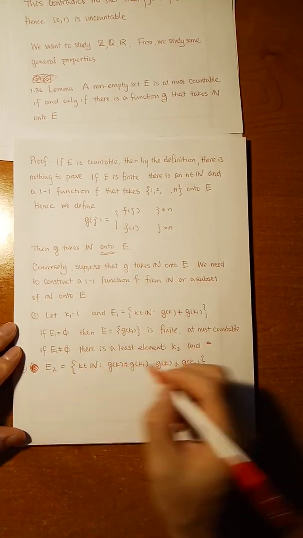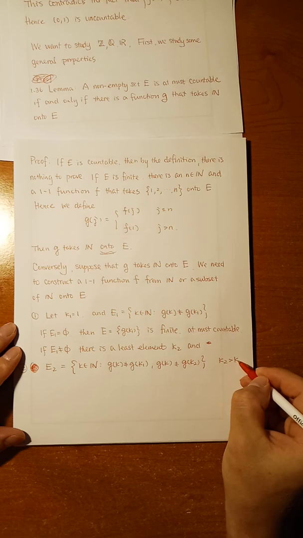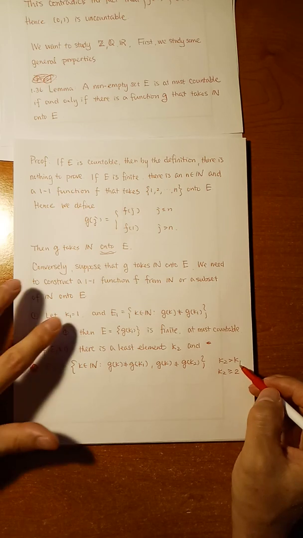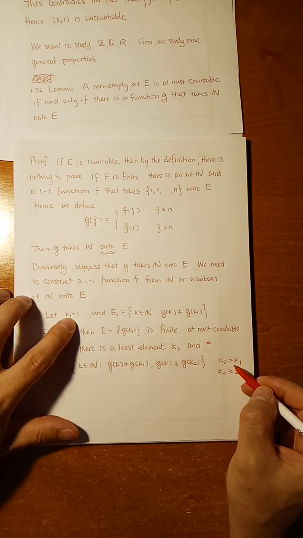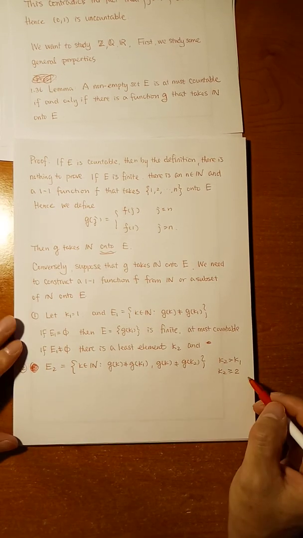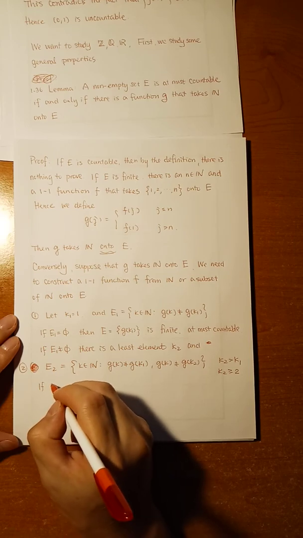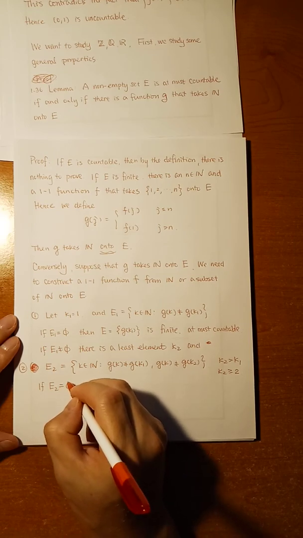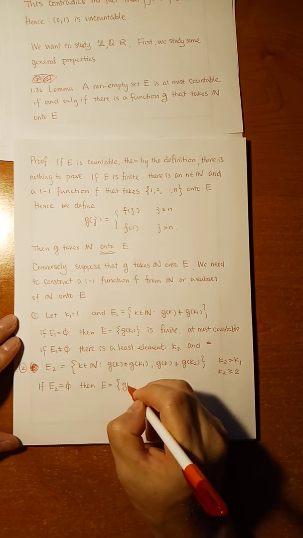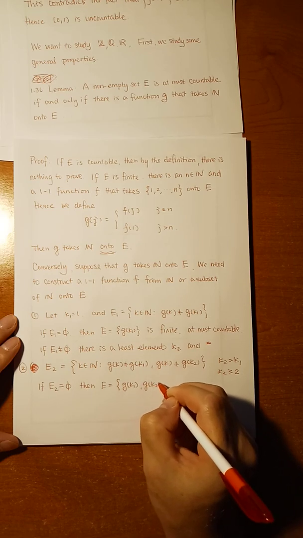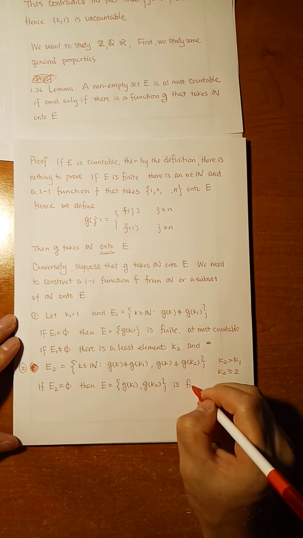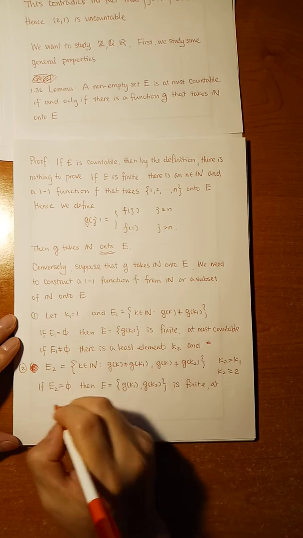And from this part, what do we get? K2 is strictly greater than K1, and K2 is greater than or equal to 2, since K1 is equal to 1 and K2 is greater than 1. Alright, so that's a condition. And once you have a set, you need to discuss. If it is the empty set, then E is equal to {G(K1), G(K2)}, and these two elements are different. It's finite, at most countable.